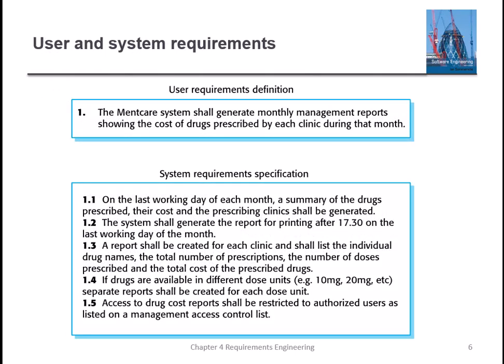Here is one example. The first is the user requirement definition. For example, a user requirement: the Medicare system shall generate monthly management reports showing the cost of drugs prescribed by each clinic during that month. That is the user requirement, or the feature. Now the detailed core functionalities, or system requirements, are given here. For example, one system requirement is: on the last working day of each month, a summary of drugs prescribed, their cost and prescribing clinic shall be generated. Another system requirement could be: the system shall generate the report for printing after 5:30 p.m. on the last working day of the month. So there can be a lot of possible system requirements.